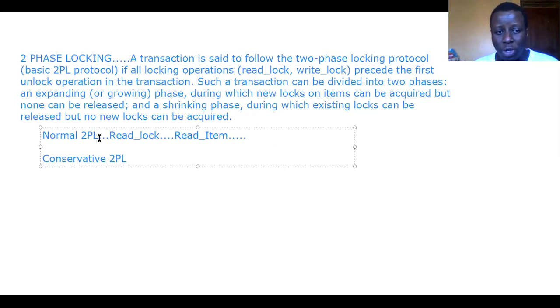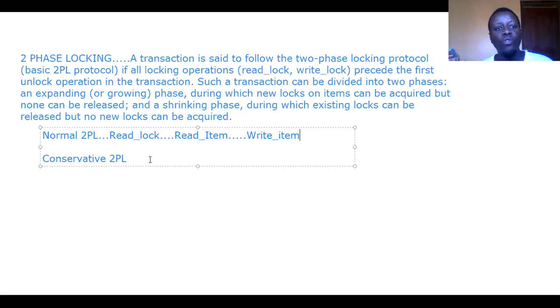So the way you have seen it in normal 2PL, you have read lock, then read item, and then you have write item. This is the way it should be. But in normal 2PL, it's not guaranteed that you'll read lock item X, read item X, and then write item X. With normal 2PL, as you can see in the example which I showed, they have item X and then they go to item Y.